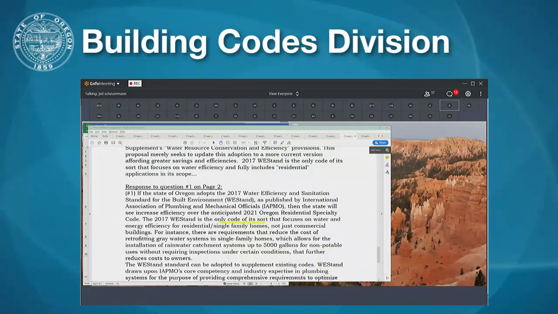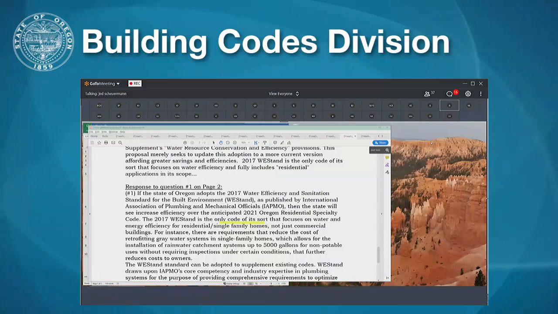The 2017 WeStand is the most current edition that is currently published, and the 2020 is due out in the next 2 months or so. Basically what this is doing is bringing the same provisions, but the newest and most modern versions of it for water efficiency and water conservation. Oregon adopts the Oregon Plumbing Specialty Code, which is based on the Uniform Plumbing Code.